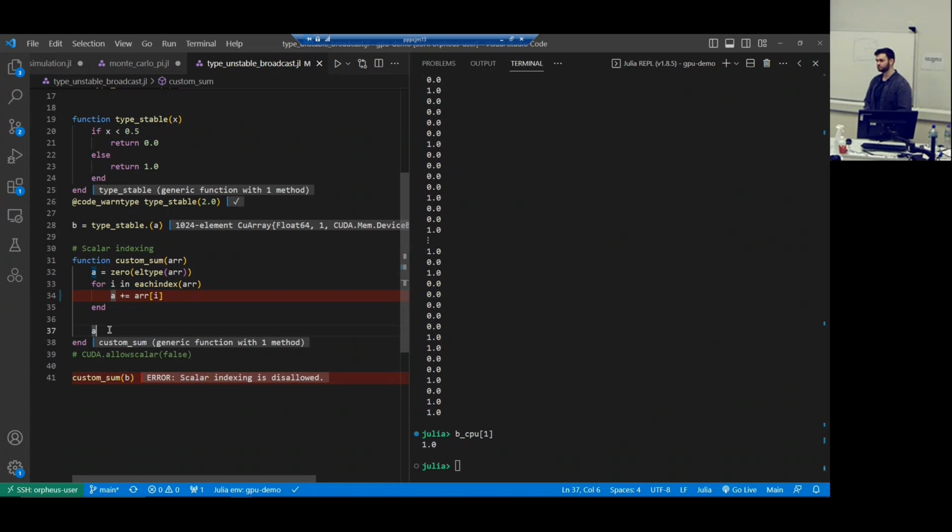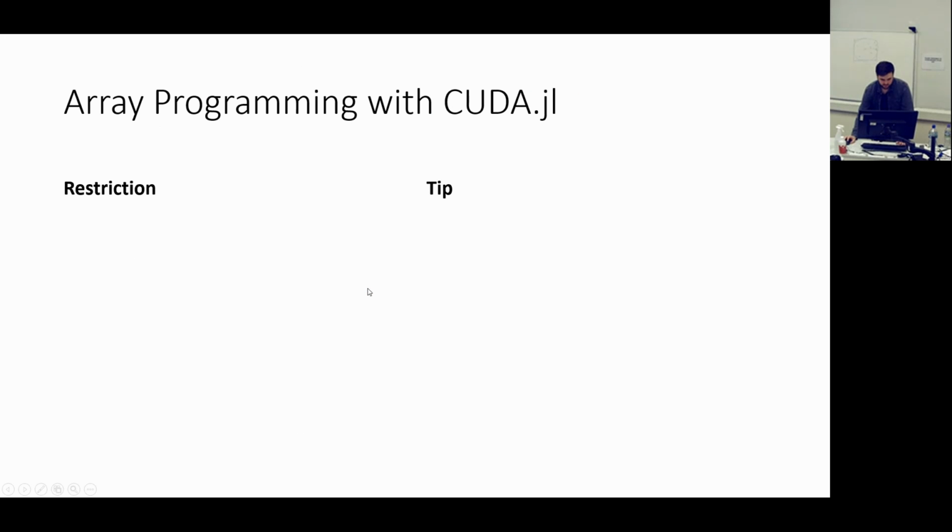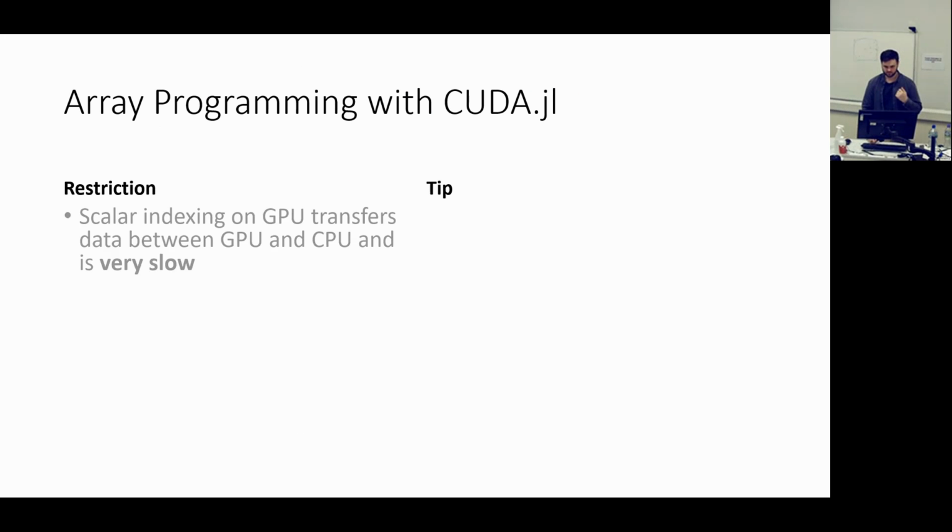In the cases where you can't, and you actually need this indexing in some way, you can write your own custom kernel, and we'll talk about that more next week. So if I go back to here, I'll just summarize what we've seen in the examples.